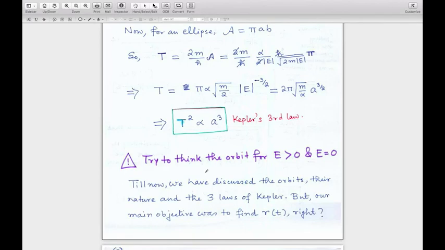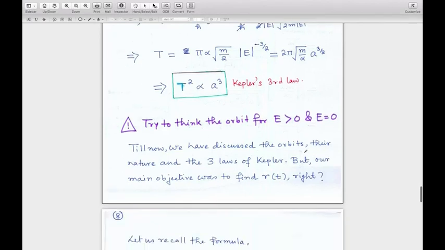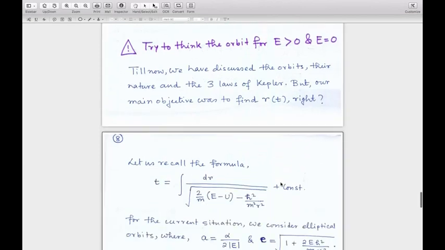Till now we have discussed the orbits, which is very good, and also their nature and properties, and also we have rediscovered, or rather reobtained, the three laws of Kepler, which you have already learned before. But as you can remember, our main objective was to find r as a function of t. That is the main objective of solving all the equations of motion, right?